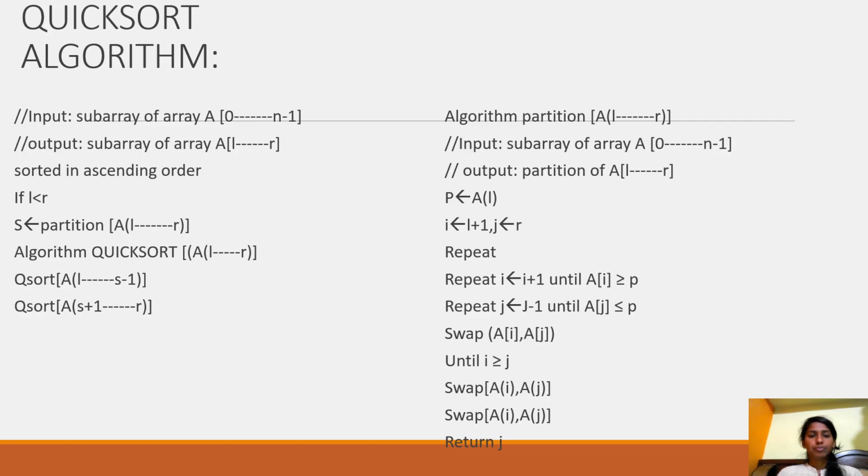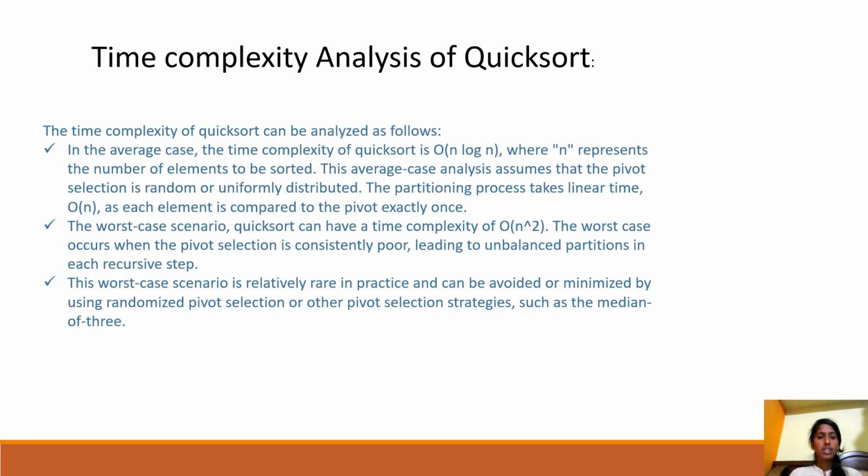Now let us see the time complexity analysis of quicksort. The time complexity of quicksort can be analyzed as follows: the average case, worst case, and the best case. In the average case, the time complexity of quicksort is O(n log n), where n represents the number of elements to be sorted. The average case analysis assumes that the pivot selection is random or uniformly distributed. The partitioning process takes linear time, O(n), as each element is compared to the pivot exactly once.